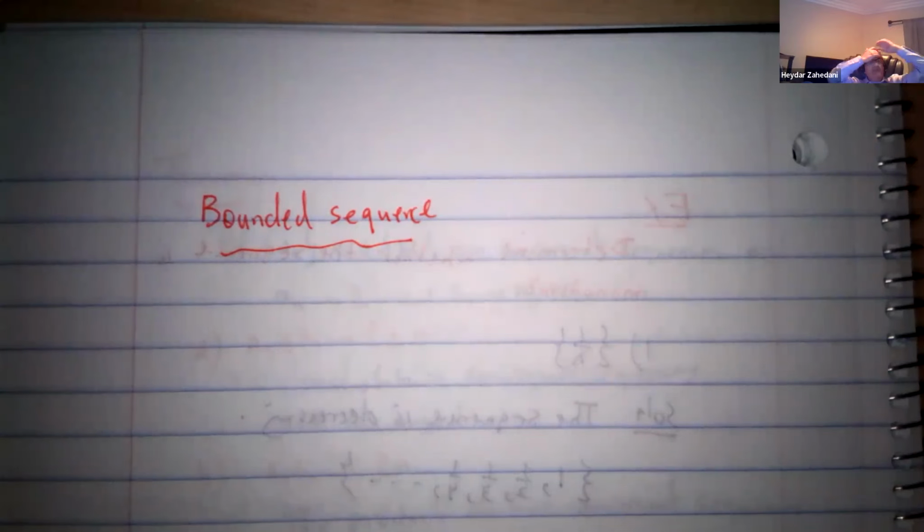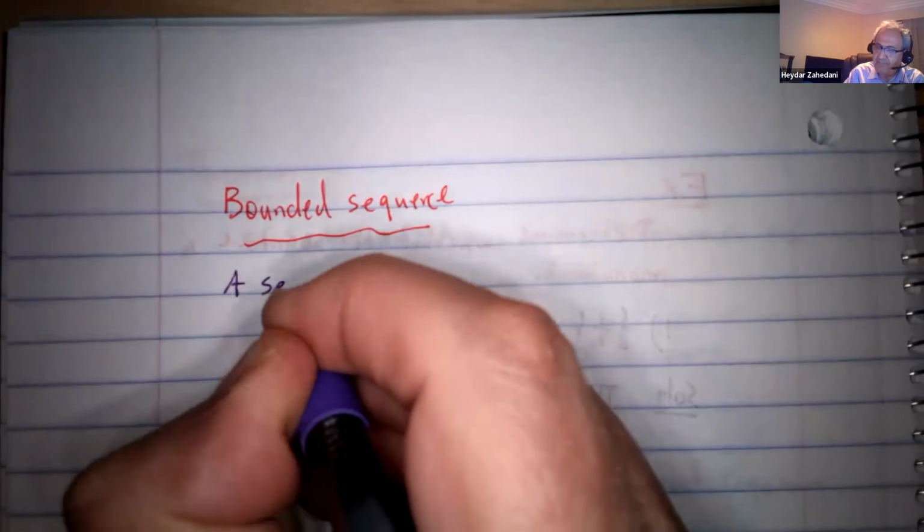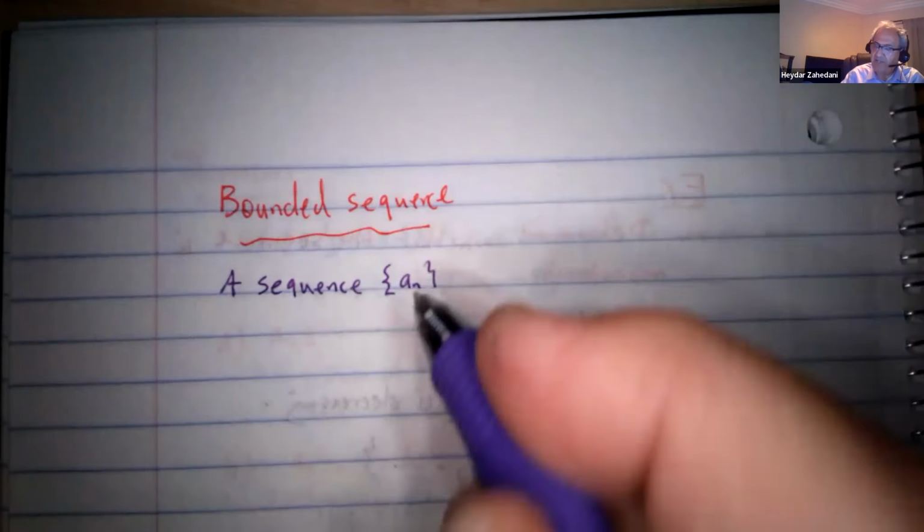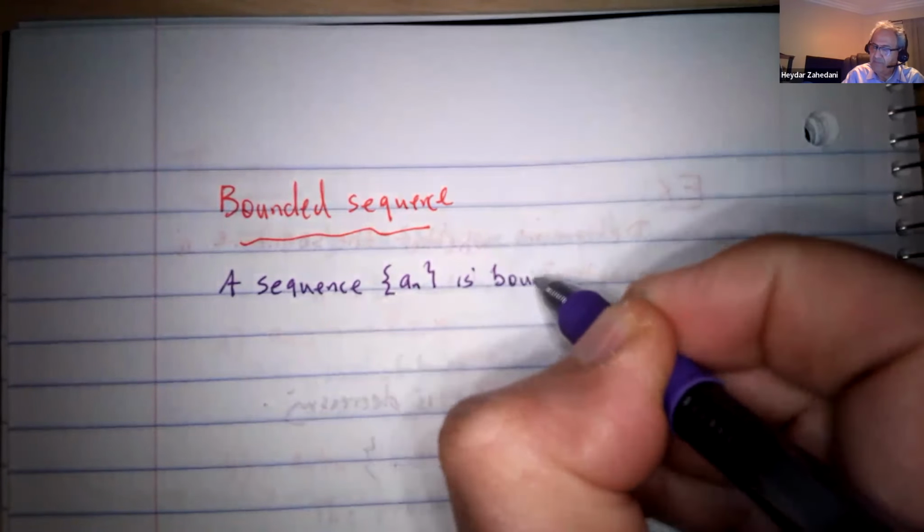So what is this? This is the term bounded sequence. What is a bounded sequence? If the terms of a sequence, all of them, are less than a fixed number, suppose all of them are less than one, in that case we say that the sequence is bounded. Here is the definition: a sequence a_n is bounded.